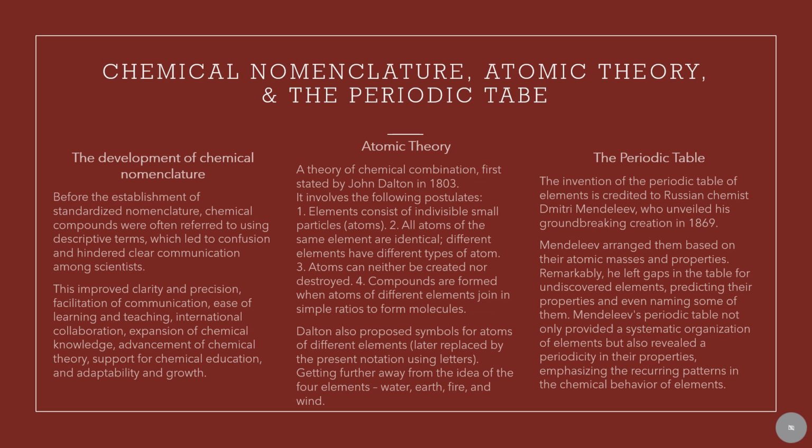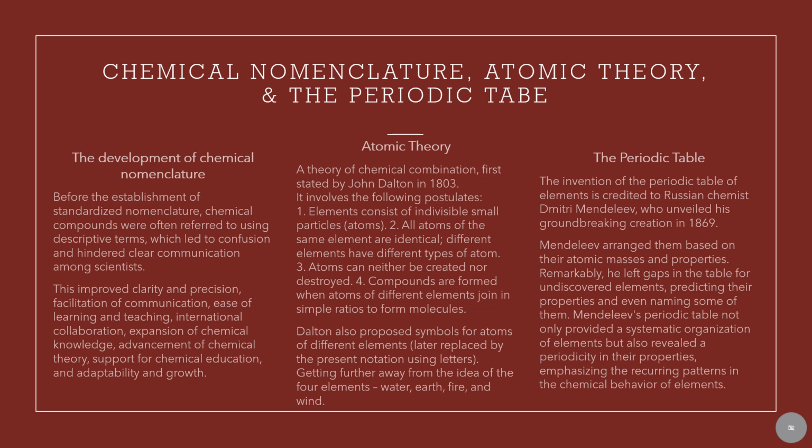That's what gives them a spot on the periodic table, and tells us how they will act in a certain way. Atoms can neither be created nor destroyed. Well, we found out that if you split an atom, it destroys a lot more than the atom. And then compounds are formed when atoms of different elements join in simple ratios to form molecules. So this was a really important theory.